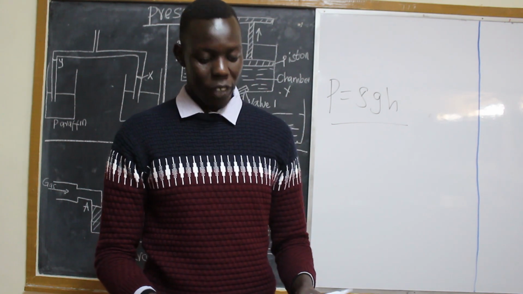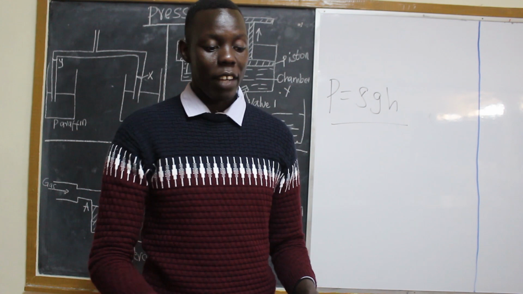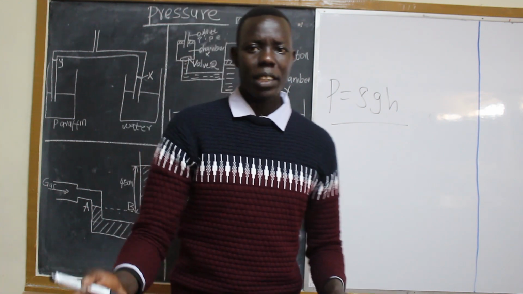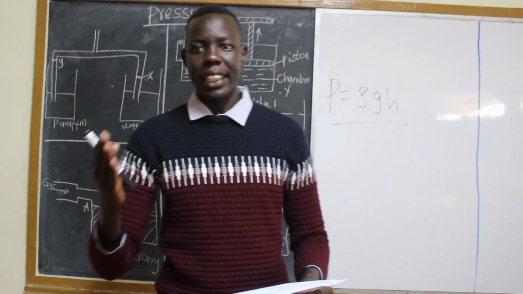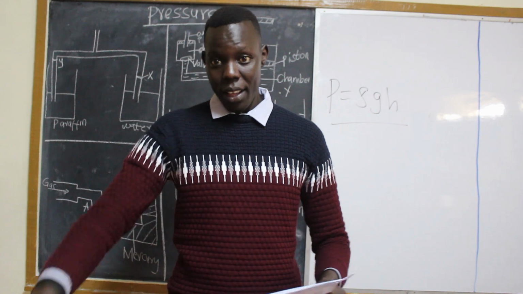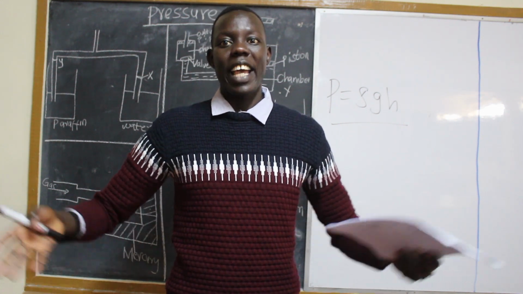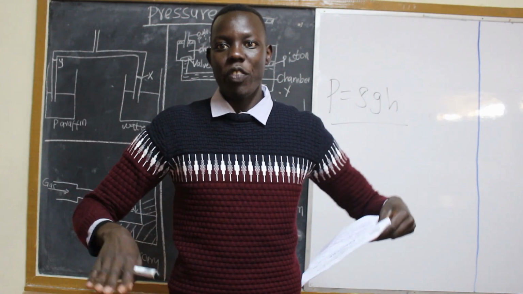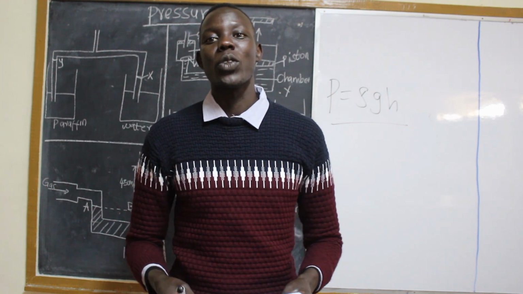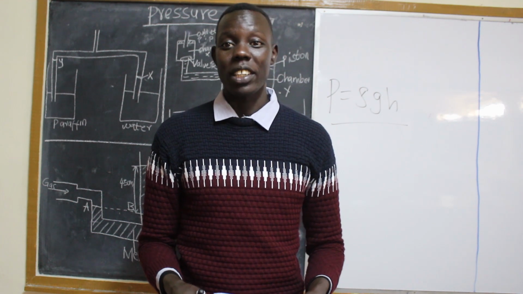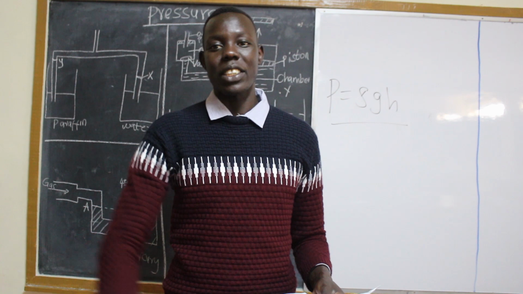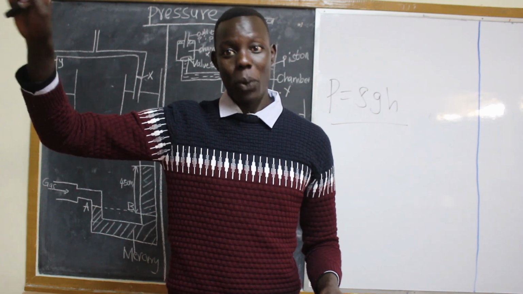Our question number 2: define the term atmospheric pressure. It's very simple. It is the pressure exerted by the column of air on the Earth's surface. On this Earth's surface, there is air surrounding it, so the pressure exerted by the air column on the Earth's surface is what we call atmospheric pressure. It is greater at the valleys and lower at the top of mountains.